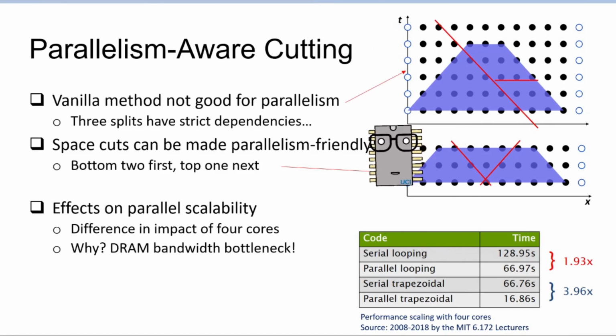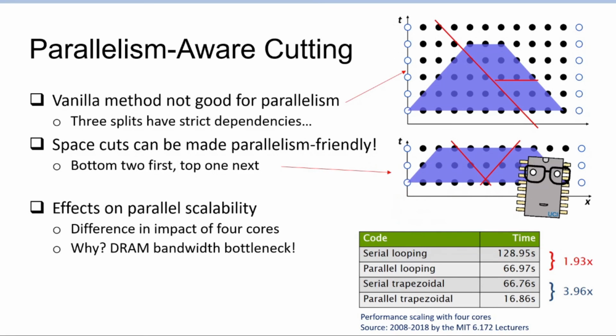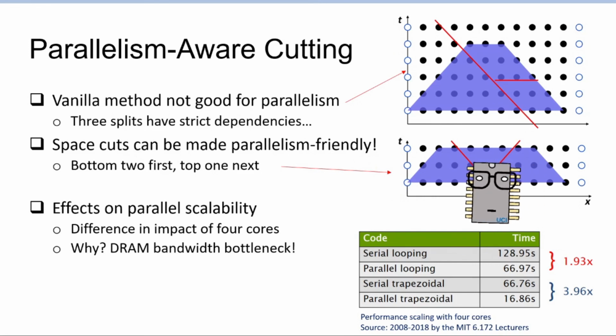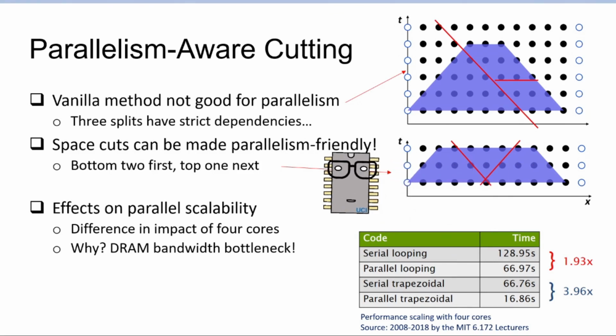A different way of doing space cuts would be to make it parallelism friendly. Instead of cutting this thing into 2 parts, we can cut it into 3 parts, where these 2 trapezoids can be processed in parallel, and then this trapezoid can be processed. There are still dependency relations, because this inverted triangle can only be processed after these 2 have been done. But it does exploit a little bit of parallelism.